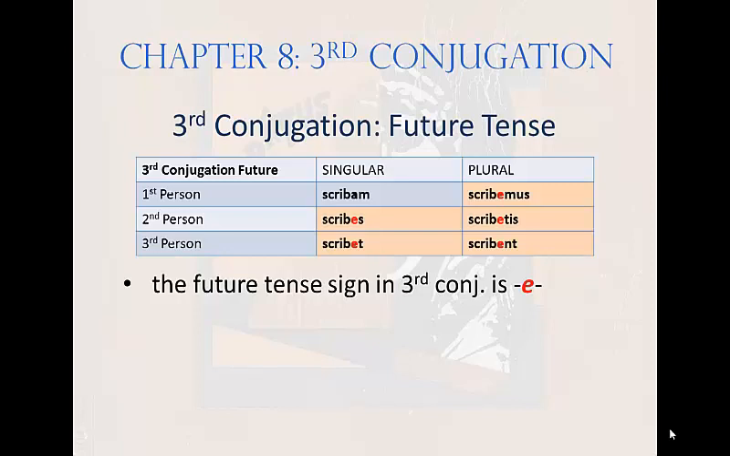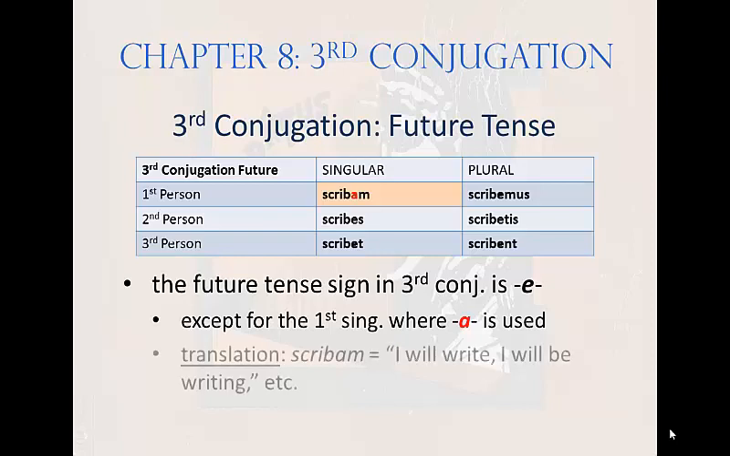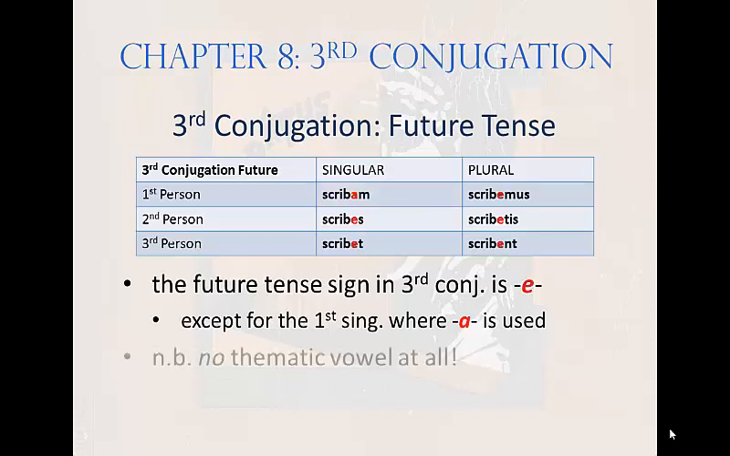And to make matters only worse, the E isn't used universally. In the first person singular, the future tense marker is A, rendering a conjugation that looks like scribam, I will write, scribes, you will write, scribet, he will write, and so on. And even worse yet, note that this tense marker eats up the thematic vowel, so there's no thematic vowel at all in third conjugation future.